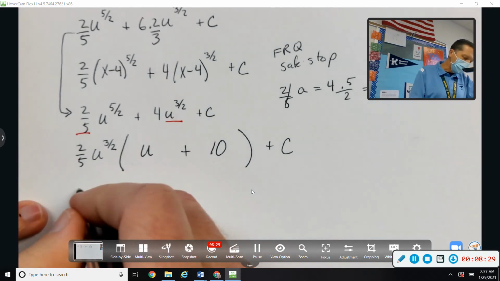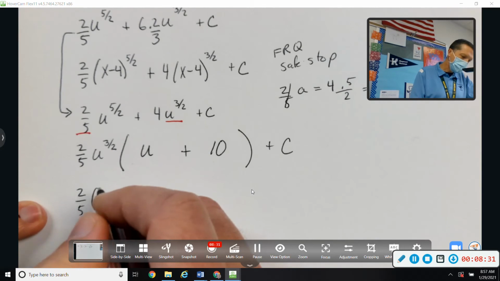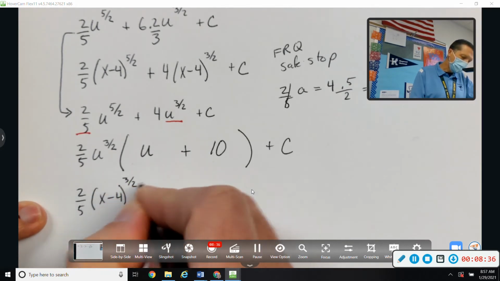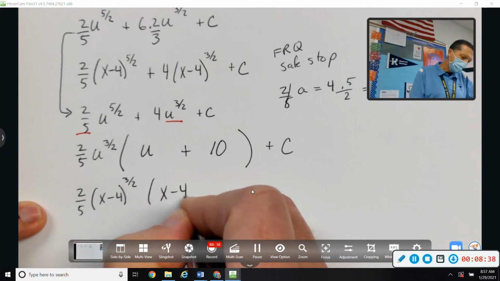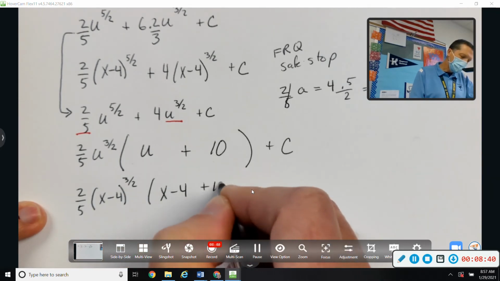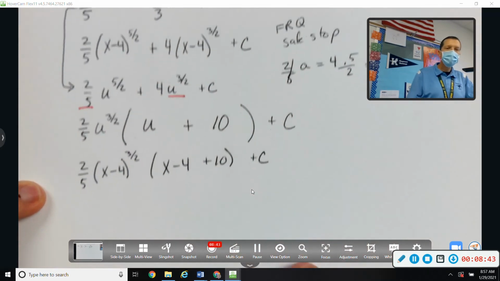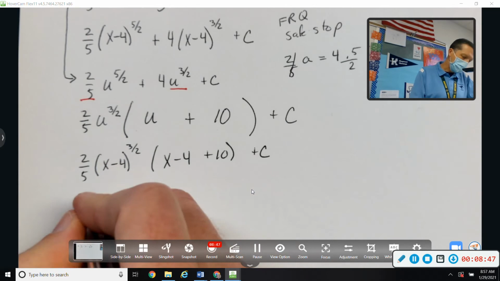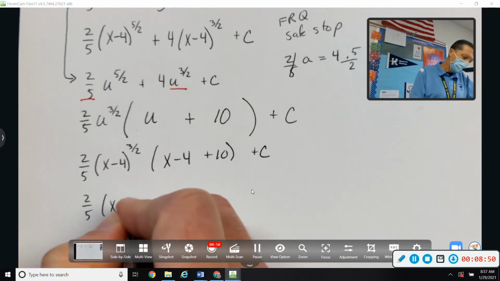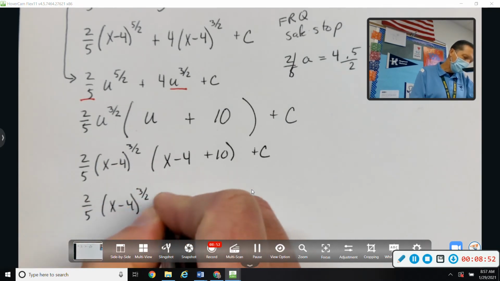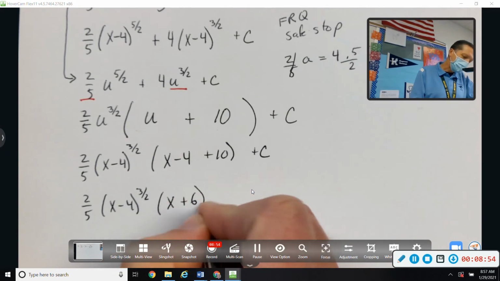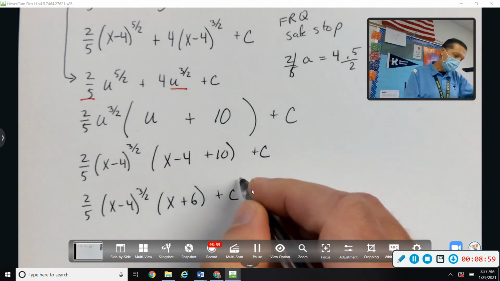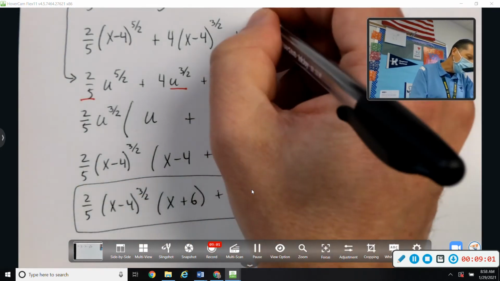We can't leave u's, so 2/5 (x minus 4) to the 3/2 times (x minus 4 plus 10) plus c. And then a multiple choice wouldn't leave that. It would be 2/5 (x minus 4) to the 3/2 times (x plus 6) plus c. That would be my multiple choice answer.